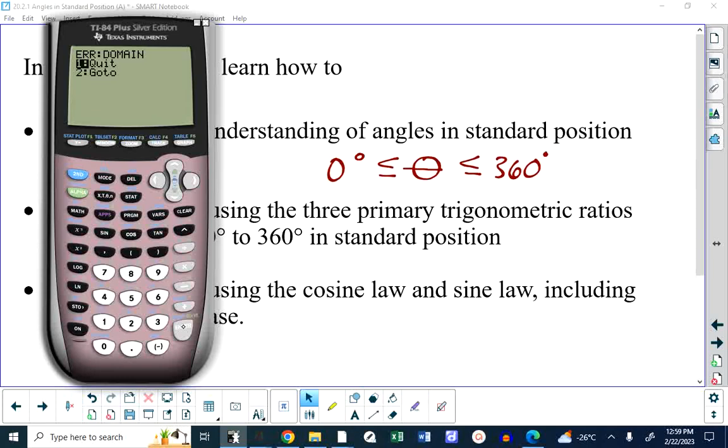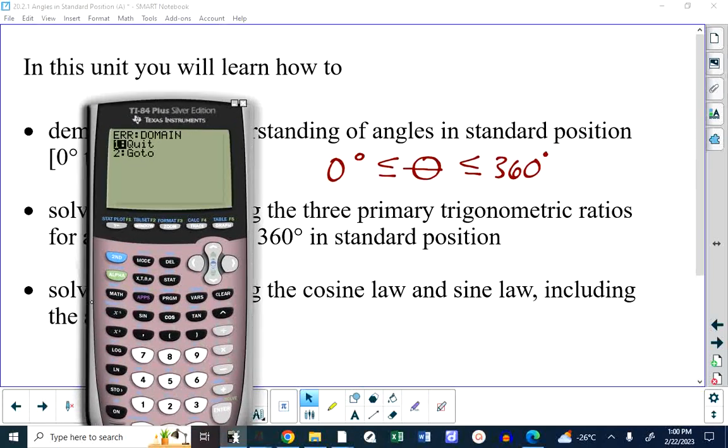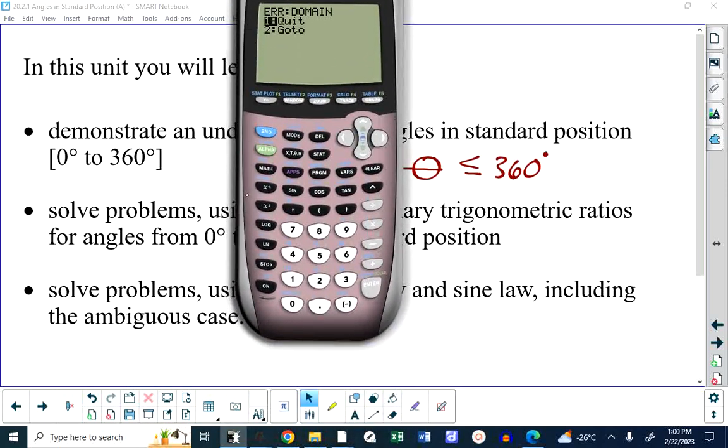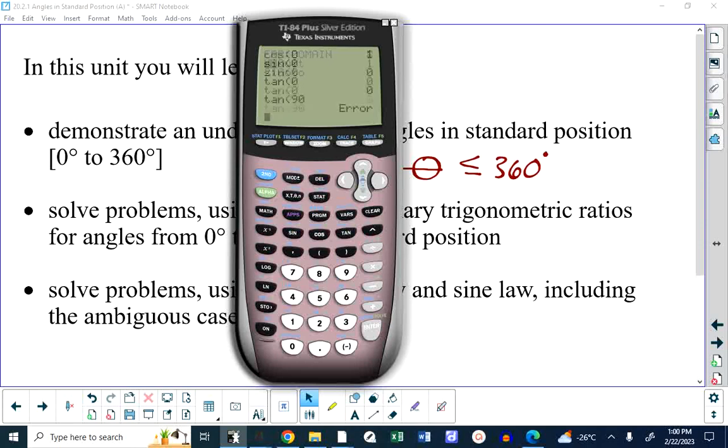In Math 30-1, we're not even confined with these limits. You can have negative angles. The cosine of negative 56 has a meaning. You don't know what it is. You can have angles bigger than 360. You can have angles less than negative 360. The sky is the limit.